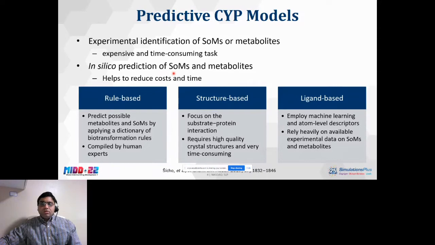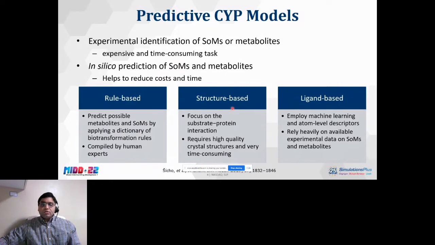Generally, or roughly, we can divide these SOM predictions, I call SOM, that is sites of metabolism and metabolite predictions, into three classes. One is rule based, structure based, and ligand based. Rule based determines the possible metabolites of the small molecules and predicts the SOMs using a dictionary of biotransformation rules. The major hurdle here is that this list is compiled by human experts, so it is more or less a human-dependent list.